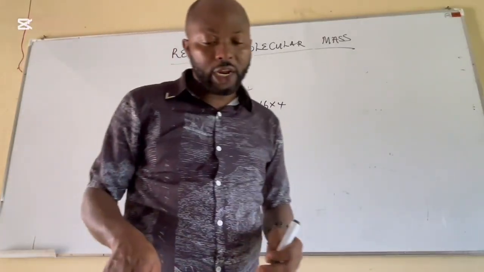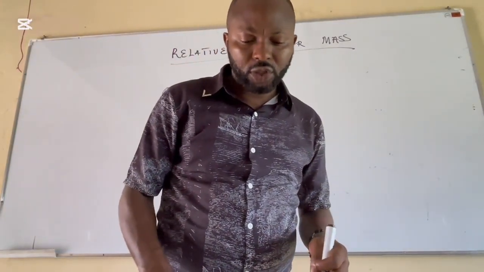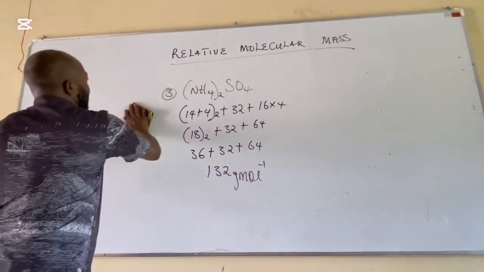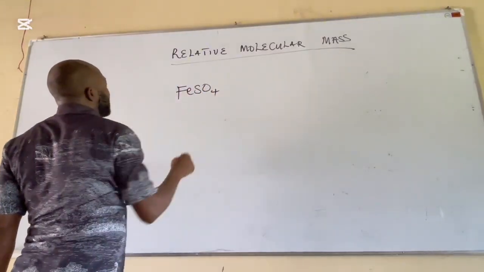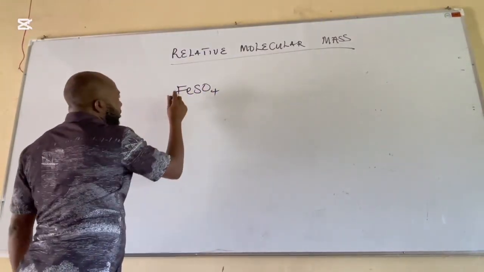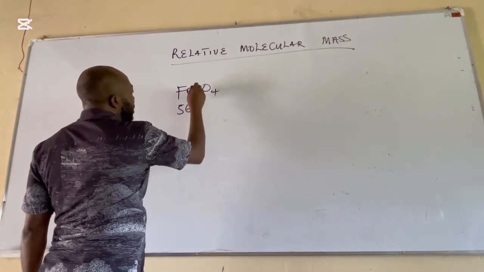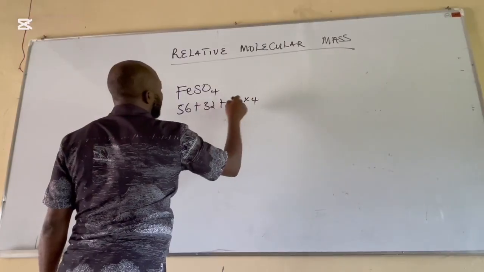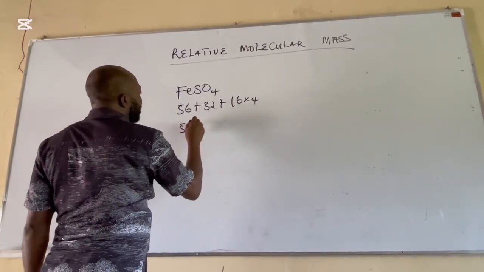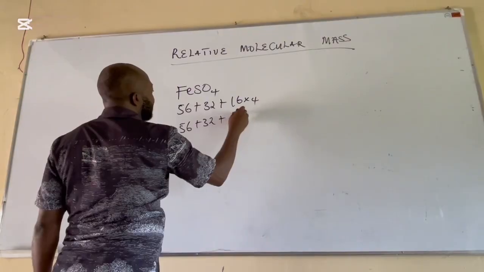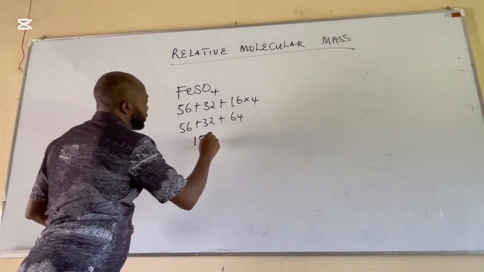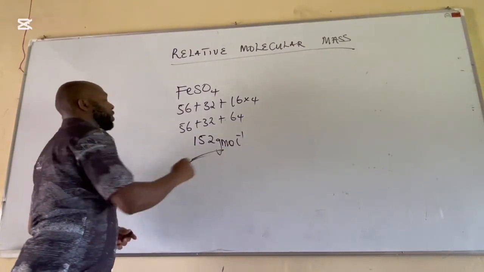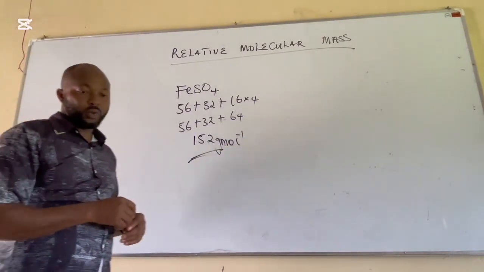We're going to take another one, iron(II) sulfate. So the relative molecular mass of iron is 56, plus sulfur is 32, plus oxygen is 16 times 4. Now 56 plus 32 plus 64, 152 g/mol. So this is it. We'll take another number.